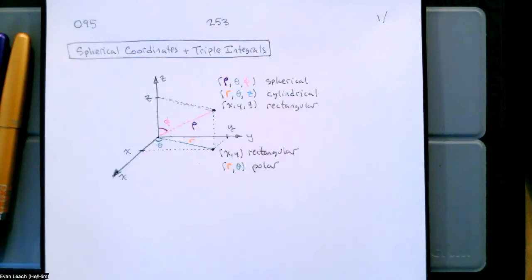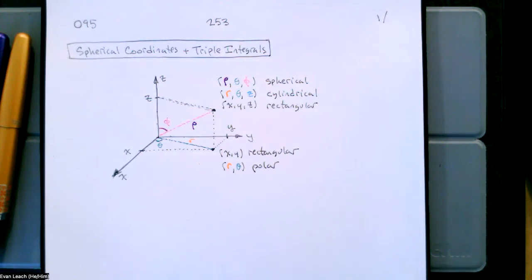The easiest ones to get a hold of are rectangular and cylindrical coordinates, because rectangular coordinates are just rectangular coordinates in R2 with a z-axis on it. Polar coordinates with a z-axis give us cylindrical coordinates. All we're doing in rectangular and cylindrical coordinates is adding a z-axis to the xy plane or the r theta plane. Spherical coordinates is something that's legitimately different.